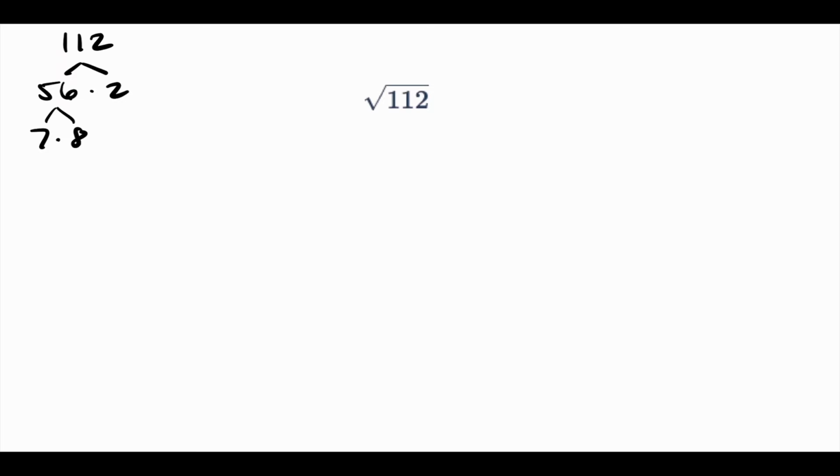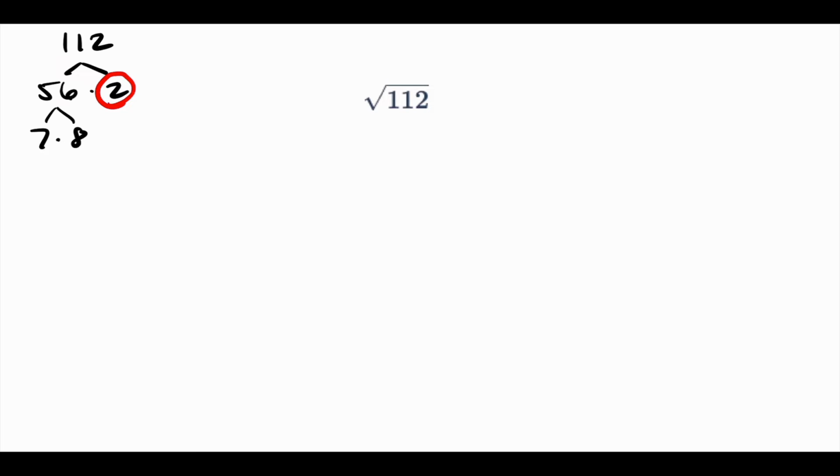How about 2 up here? I skipped 2, but 2. Can I break down 2 any further? Is there any way to break down 2 any further? Just 2 times 1, right? So when that's the case, when you can only break it down by itself and 1, you circle it, because I've broken it down as far as I can.